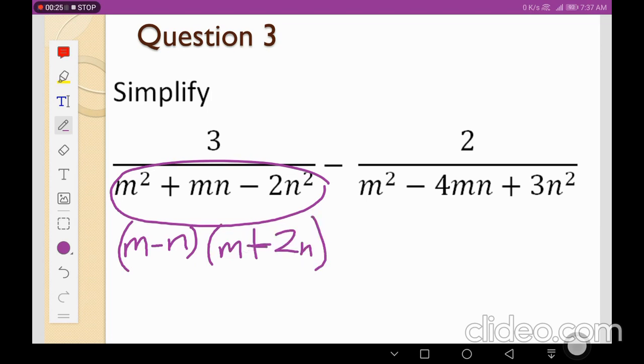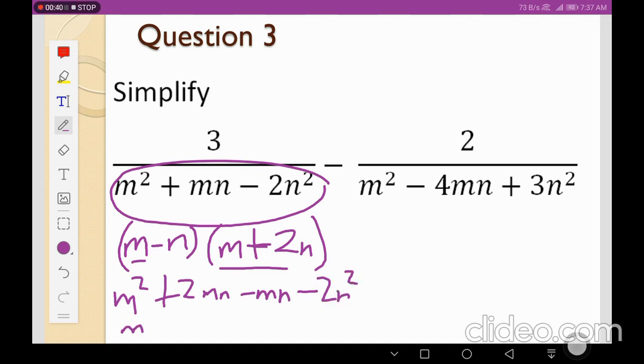I can even cross-check. If I multiply this one with this whole thing, I'll have m squared plus 2mn minus mn minus 2n squared. And this will give me m squared plus mn minus 2n squared. So it will go back.